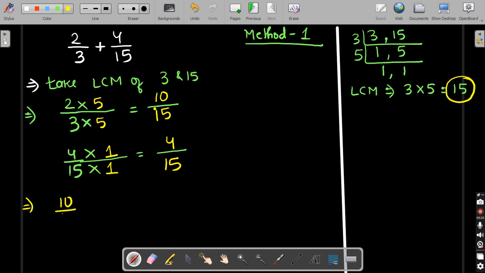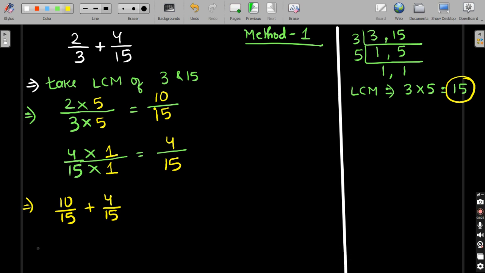So let us start. 10 by 15 plus 4 by 15. Already I told you, if the base is the same, then directly you can place it as common, because these both are like fractions. What do you mean by like fraction? If the denominator is the same, then it is known as a like fraction. 10 plus 4, 14 by 15. We got the answer. Hope you understood it.